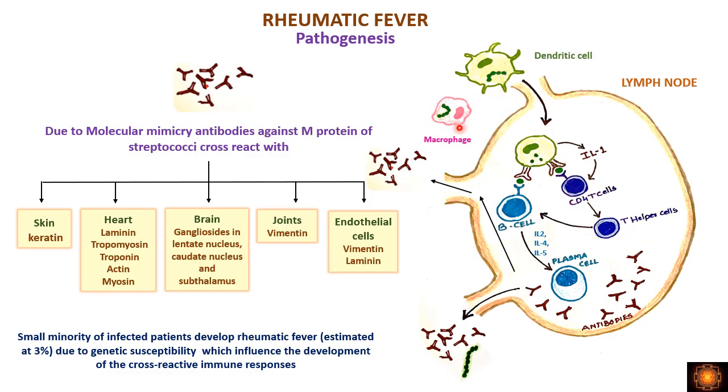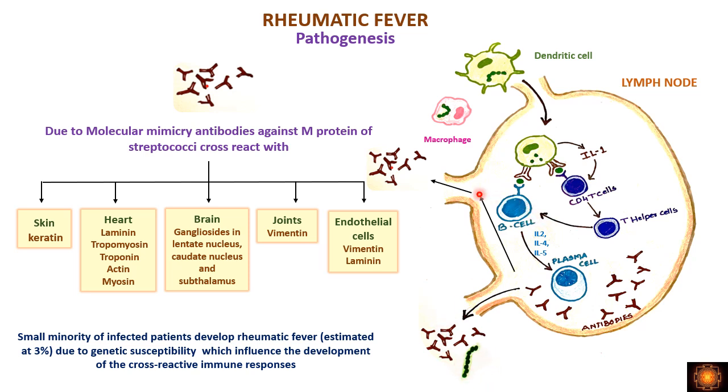Now, once the dendritic cells and the macrophages engulf the streptococci, they process it and go to the lymph nodes, where they present the antigen to the T cells and the B cells with the help of MHC molecules. CD4 plus T cells differentiate into T helper cells, and T helper cells again activate the B cells. When these B cells are activated, they get converted into plasma cells, and these plasma cells produce the antibodies. The antibodies produced here are used to control and destroy the streptococci.